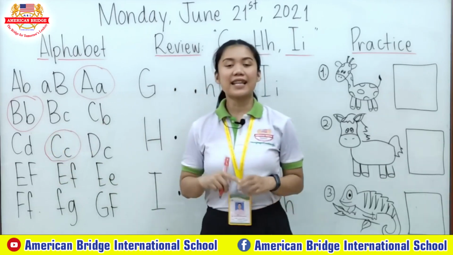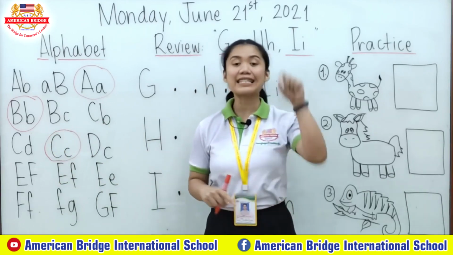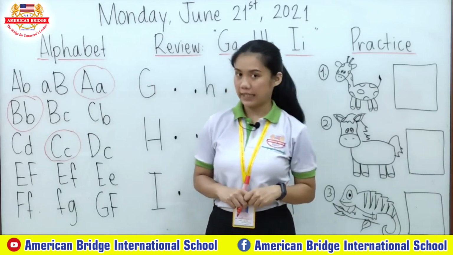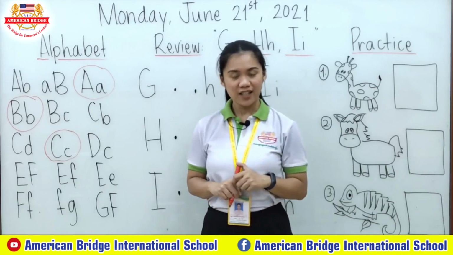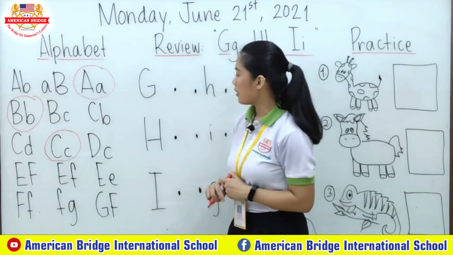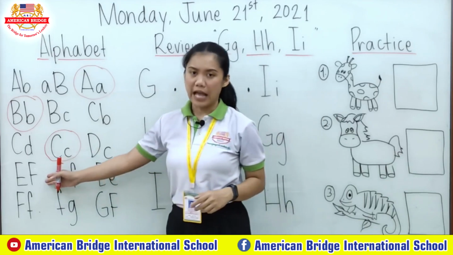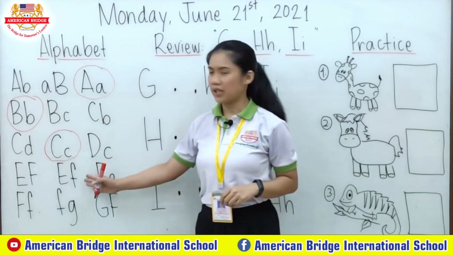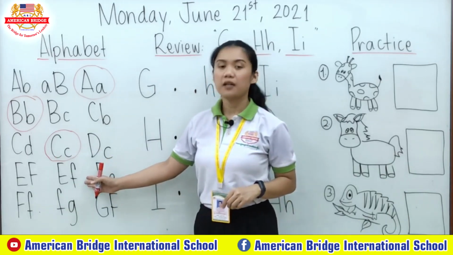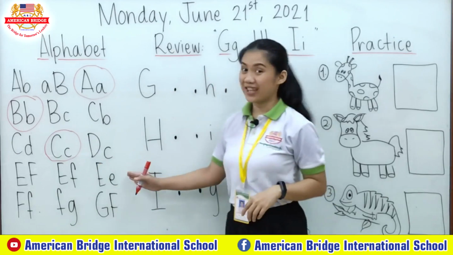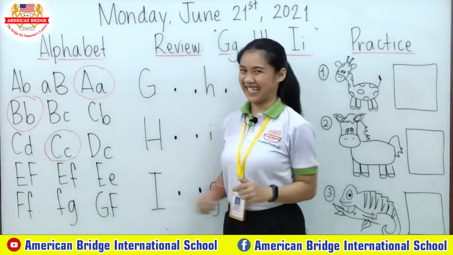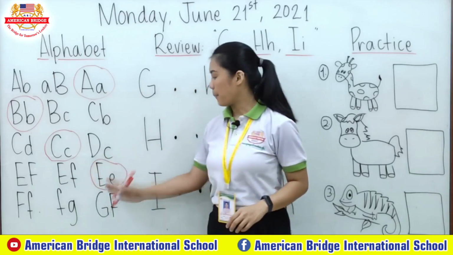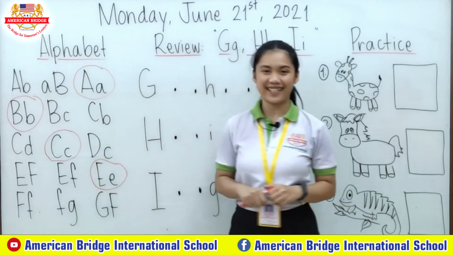Yes. Now, next letter that we are looking for is the capital E and the small letter E. Can you help teacher? Great! Here, is this the correct letter, everyone? No, it's not. How about these letters? No, it's not. How about this one? Yes, it is! Now, circle the correct letter. Capital E and the small letter E.